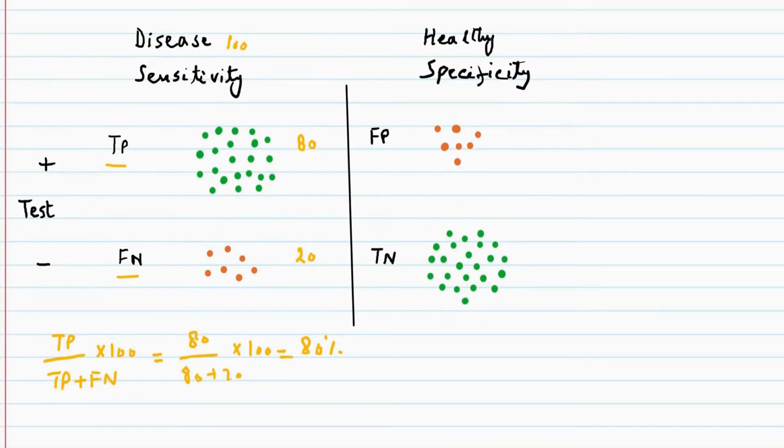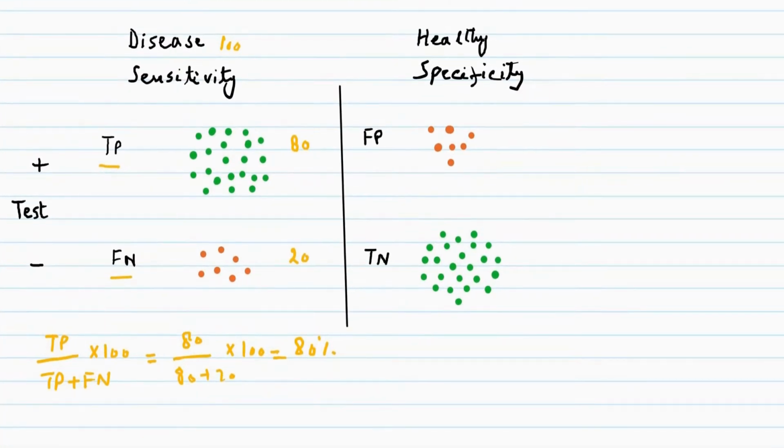Now let's discuss specificity. Specificity of a test is its ability to correctly identify people who are healthy. So a test result should identify healthy people and the result will be negative in that case. However, we can see that there are some false positive results.